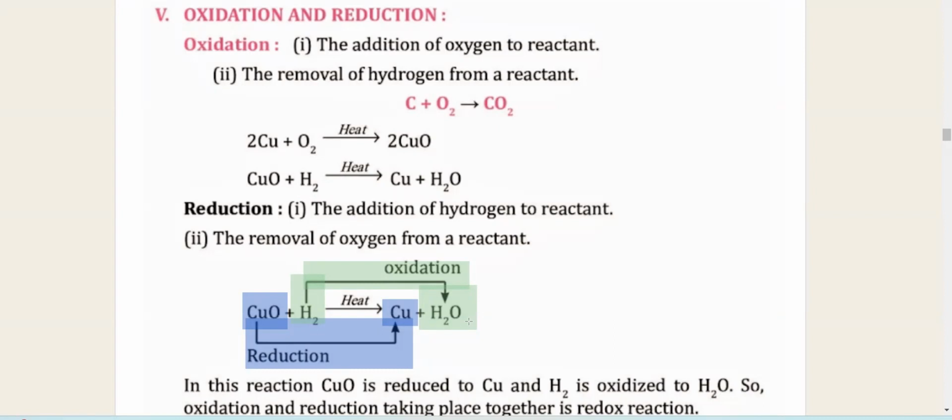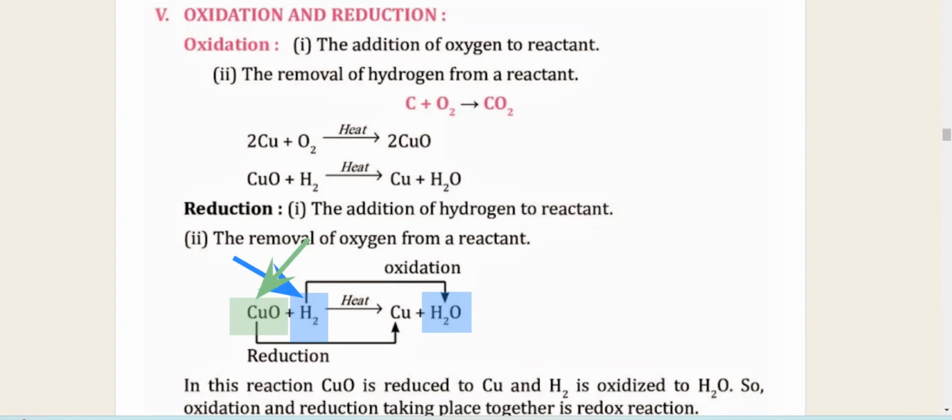That means if one is getting oxidized, the other must be getting reduced, or if one is getting reduced, the other must be getting oxidized. There are a few more terms associated with this. One can easily identify the substance getting oxidized. How is that possible? Look into this. Hydrogen is gaining oxygen. So the substance oxidized will be hydrogen. Right? And if I ask you which is the substance getting reduced? Clearly, it is copper oxide, which is losing oxygen. Therefore, this is getting reduced.